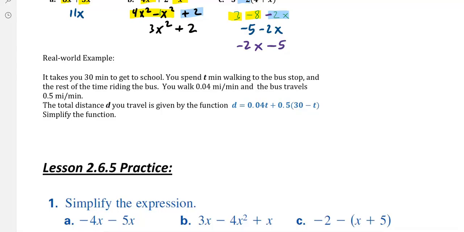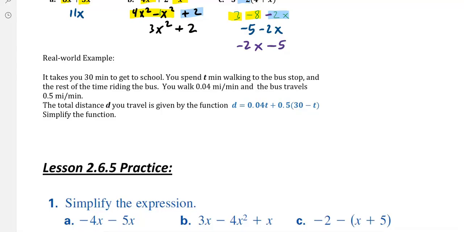The total distance d that you travel is given by the function d equals 0.04 multiplied by t plus 0.5 multiplied by 30 minus t. Simplify this function. We don't have to solve it. All we have to do is simplify it. So I'm going to walk you through it one step at a time. Please make sure that you write down this function because we're going to simplify it.